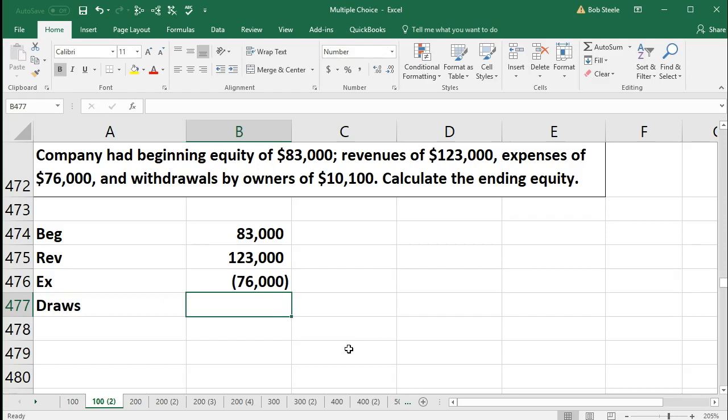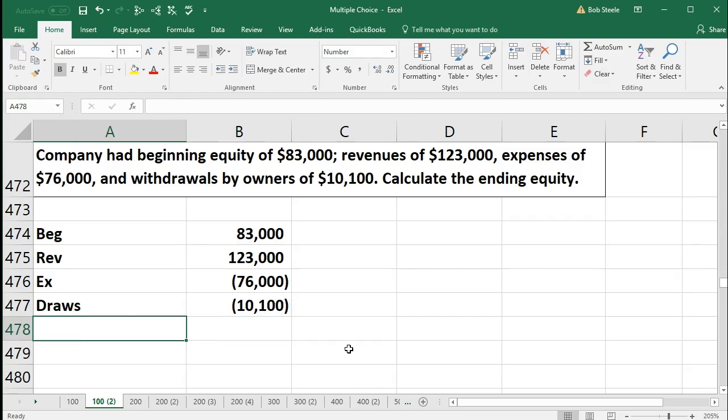Equity representing what is owed to the owner. Draws are not part of net income, but will still bring equity down, representing what the owner has basically drawn out of the company. If it was a corporation, it would be dividends that would be leaving the company, going to the shareholders. Therefore, I'm going to put this as a negative $10,100.